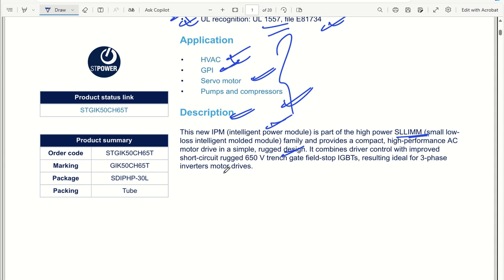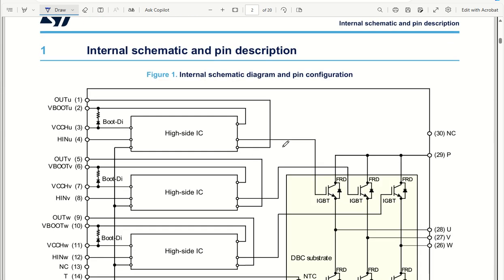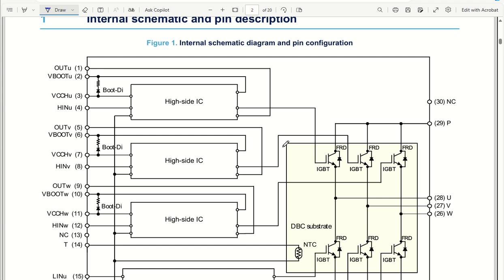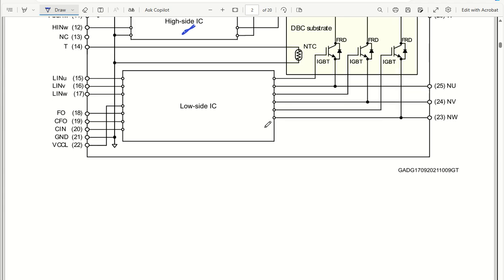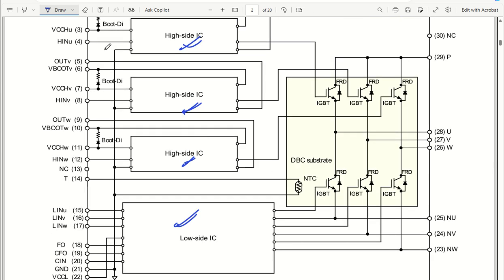Good, so let's get into the next part: the schematic and pin description. Basically you will see we have high side ICs, so three high side controllers will be required, 1, 2 and 3. Similarly, three low side controllers will be there. You can see we have inputs for U, V and W: high input U, high input V, high input W, and similarly low input U, V and W.